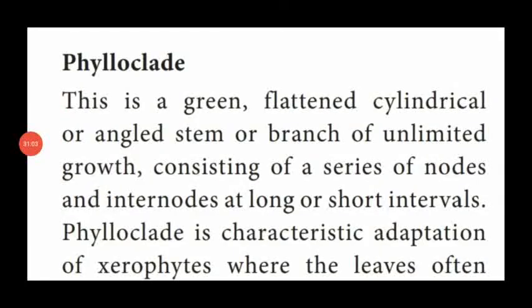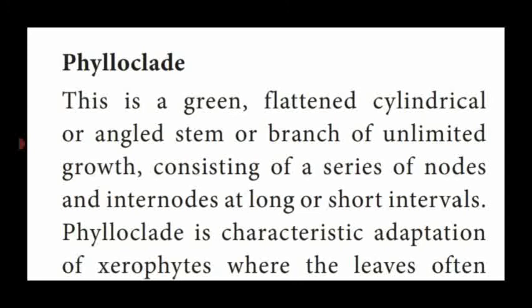So another modification of stem is phylloclad. Phylloclad stems are green in color, flattened, cylindrical in shape, or angled stem or branch of unlimited growth, which contains nodes and internodal regions. In some plants these nodes and internodal regions are very long, and in some plants they show short intervals. That means a gap. Some plants show a long gap, some plants very short intervals.